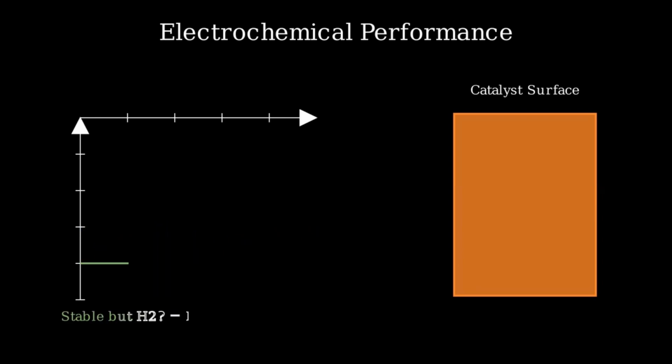Finally, if your current is beautifully stable, but your selectivity shows only hydrogen instead of carbon fuels, you likely have iron or zinc contamination. Trace iron in your water can plate onto your copper, and iron loves to make hydrogen.